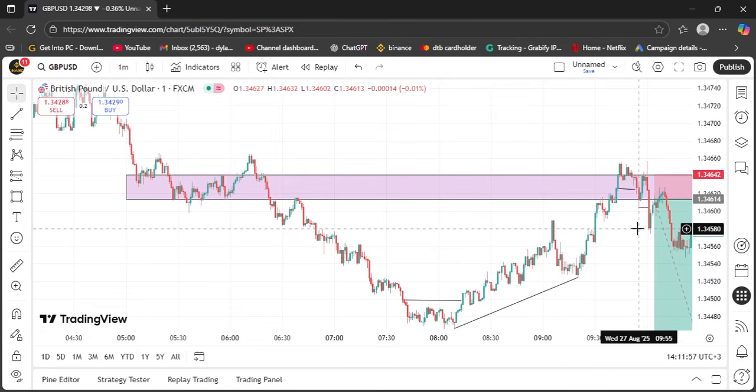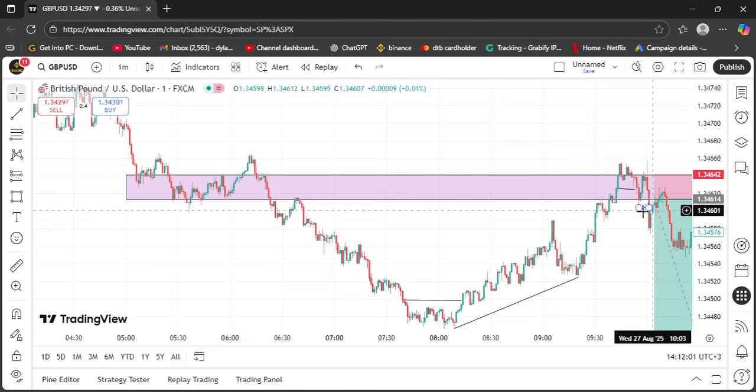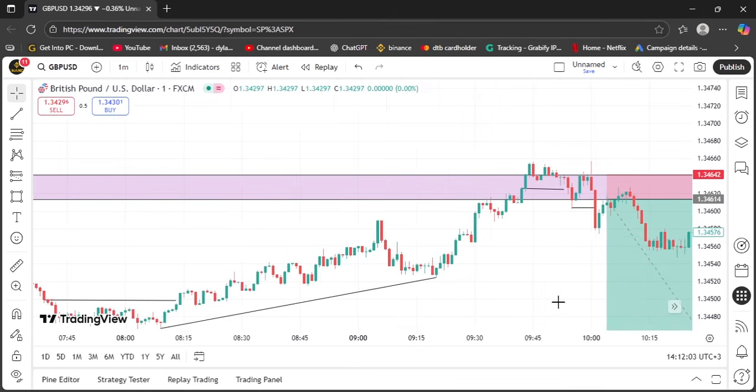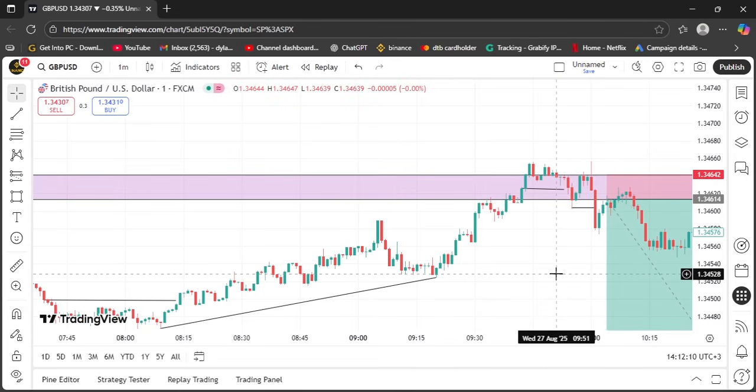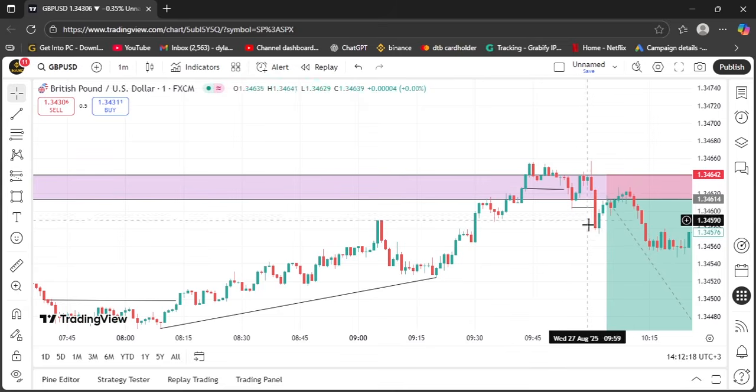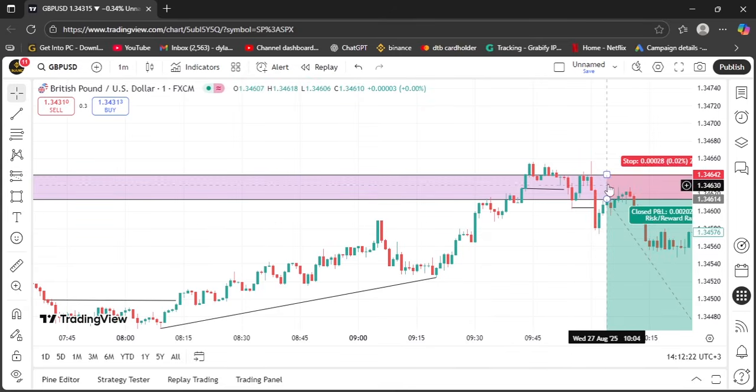So after seeing this change of character, I was waiting for a certain break of structure to show me that there's a bearish engulfing that has happened here. About the break of structure, as you can see, it happened right here. This is a very good break of structure showing me that there's a continuation of the trend, that we are moving from the buying position. Right now we are going to sell. So this break of structure indicates that we are going to have a very good sell.